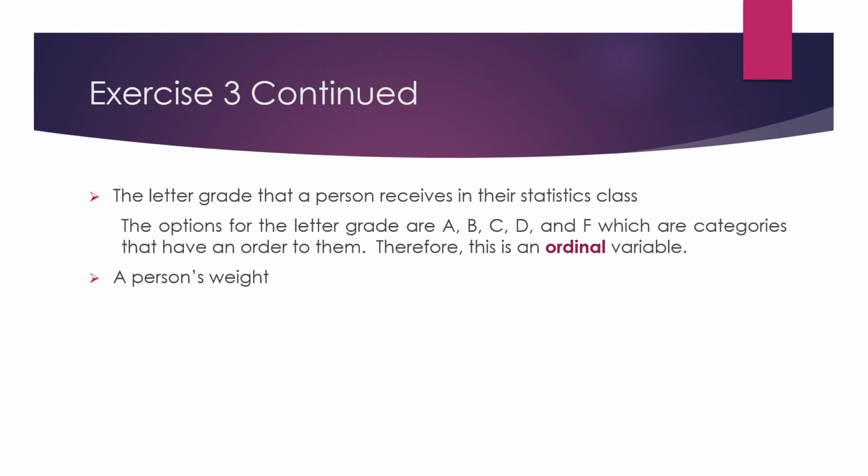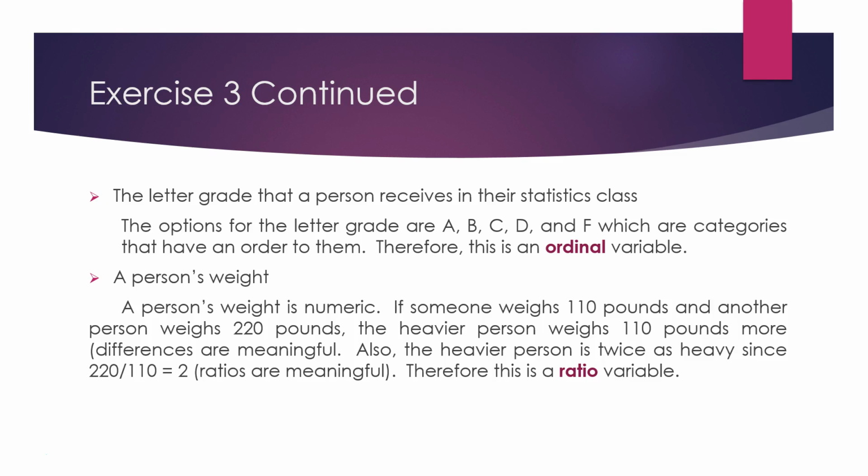Finally, we have a person's weight. So a person's weight is going to be numeric. So again, that leaves us with ratio or interval. And the 0 starting point, if something weighs 0 pounds, so let's say this is possible, somebody gets on a scale and it says 0 pounds, there would be no weight on the scale. So 0 actually has a meaning of nothing. Furthermore, a person that weighs 220 pounds is twice as big as somebody that weighs 110 pounds. They literally have double the weight. So for every 1 pound the first person has, the other person has 2 pounds. So this is going to be ratio.